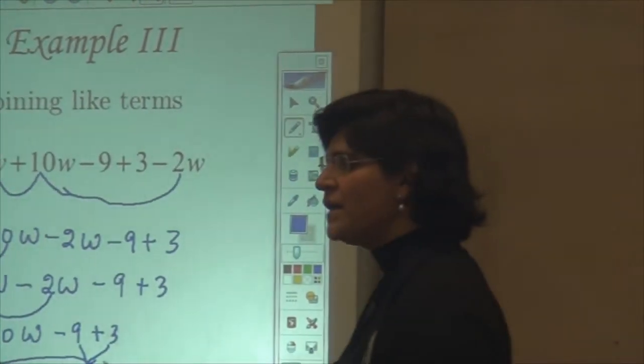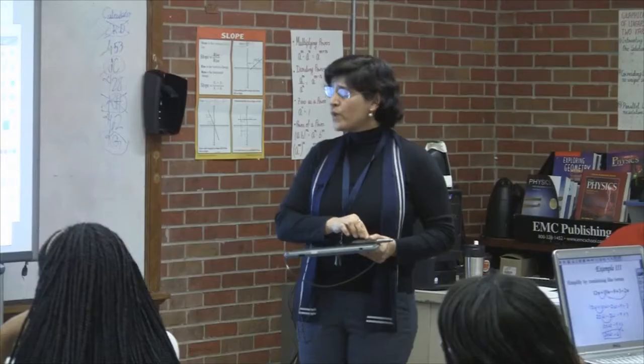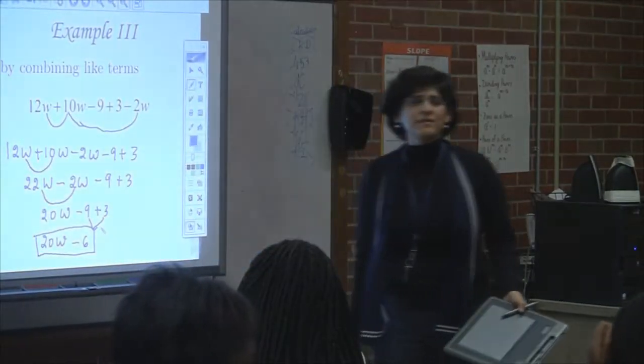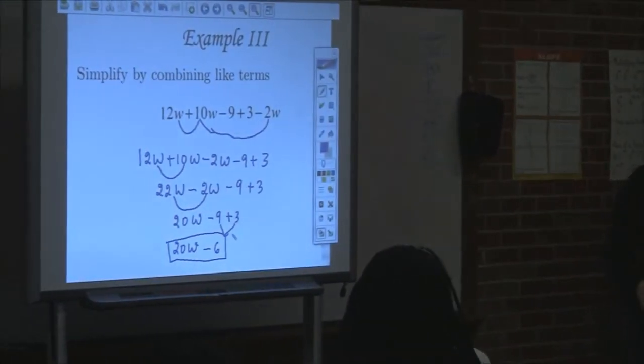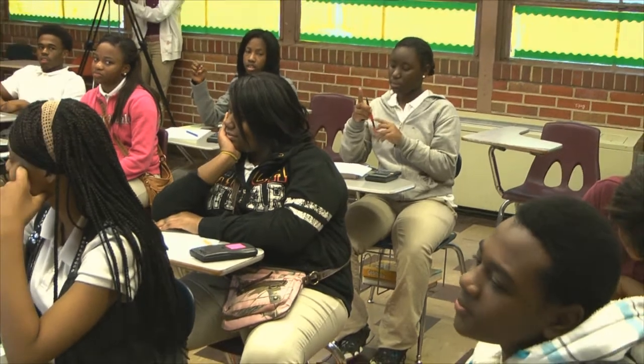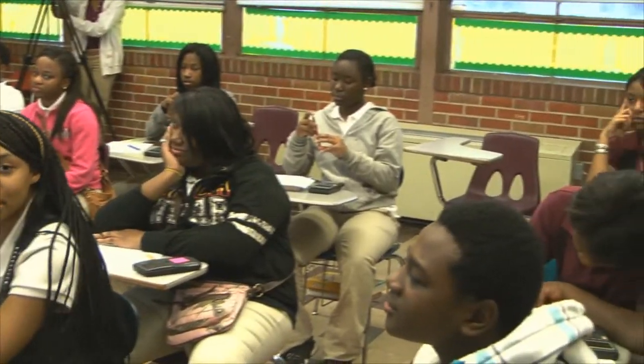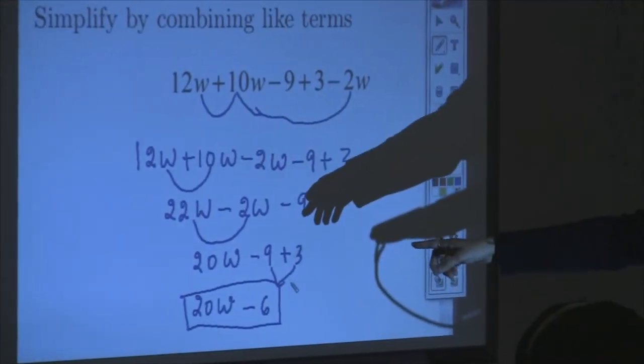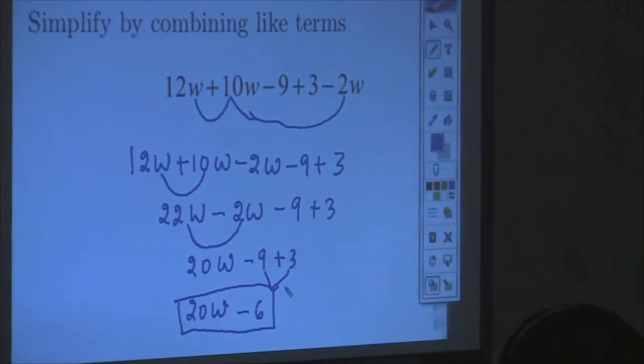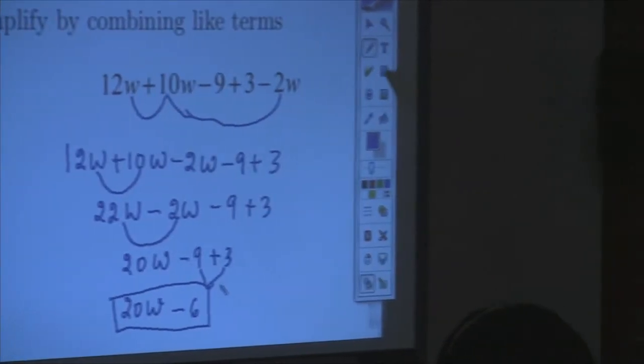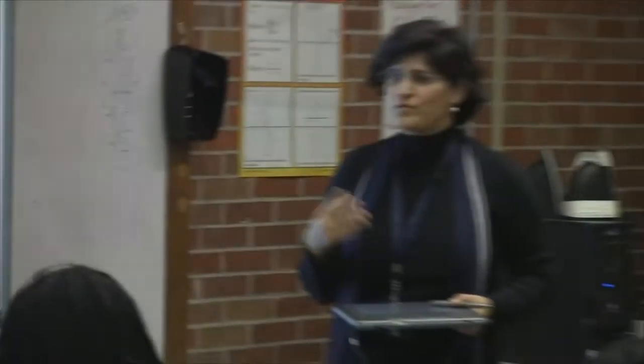And can we combine further? No. We cannot combine. Who will tell me why we cannot combine further? Yes. 20w has a variable and 6 doesn't. Exactly. 6 is just a number and they are not like terms, so we cannot combine.